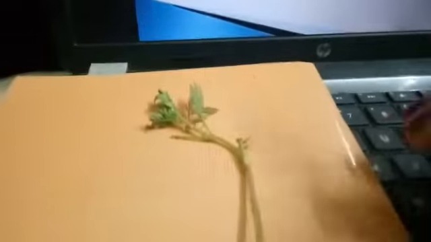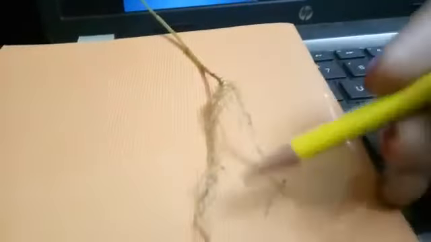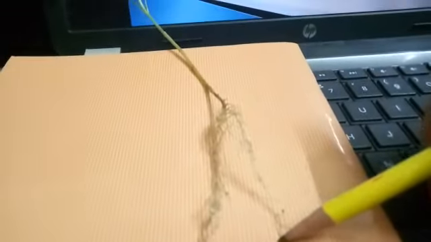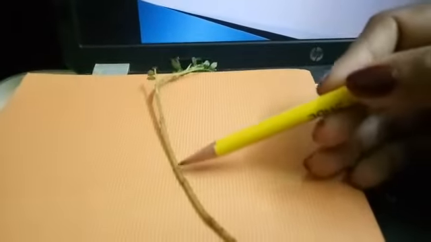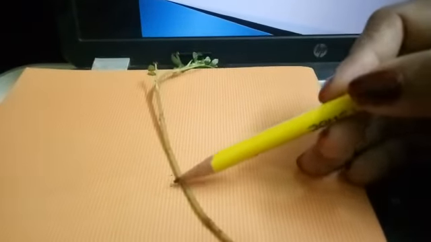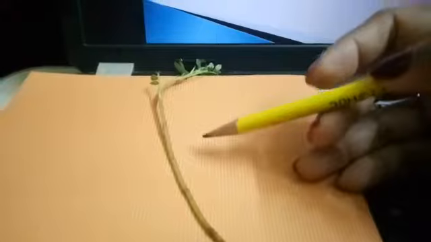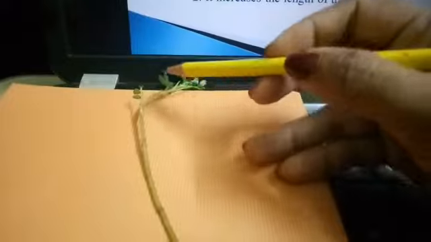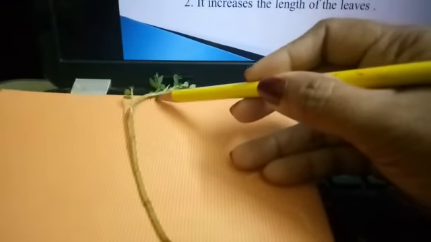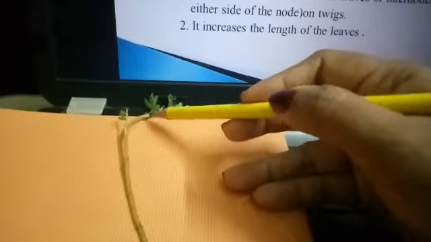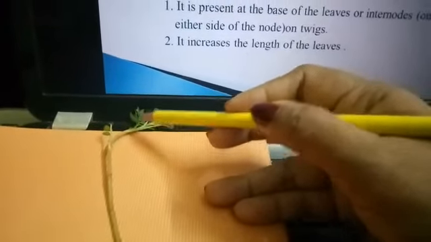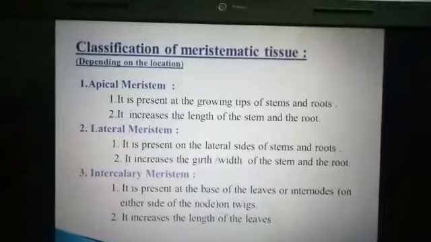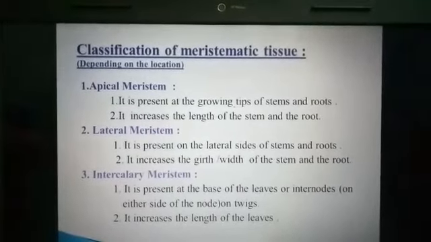And you can also compare this with this live diagram. This one, tips of roots. What is present here? Apical meristem. And on the sides, what is present? Lateral meristem. Same here, on these sides, what is present? Lateral meristem. They are responsible for increase in width of the stem. Clear? And at the tips, what is present? Apical meristem. At the base of the leaf, what is present? Intercalary meristem. And what is the function? Increase in length of leaf. Understood? So these 3 types of meristematic tissue must be clear to you.